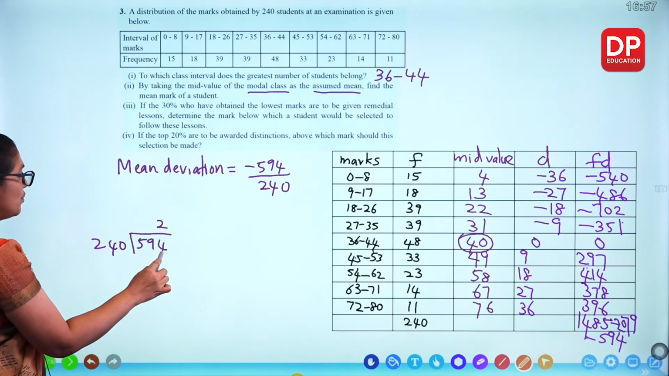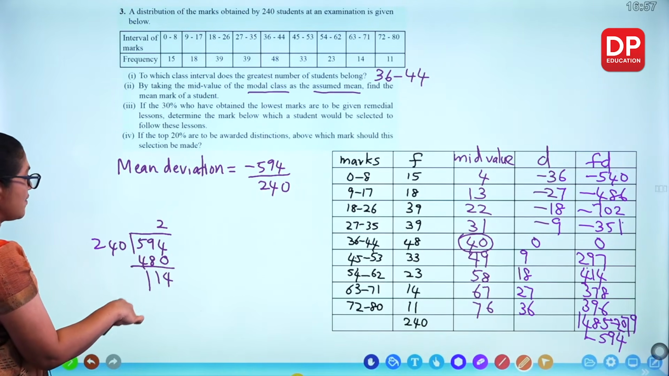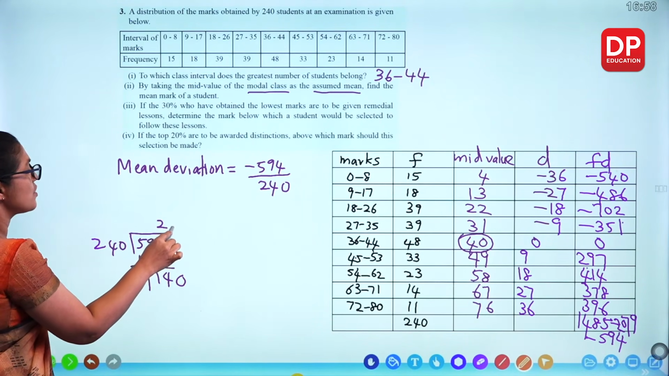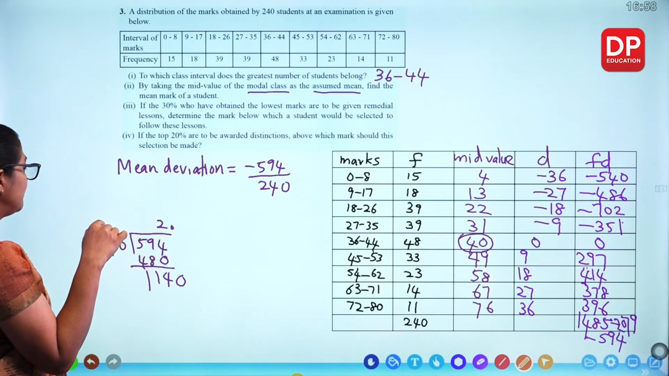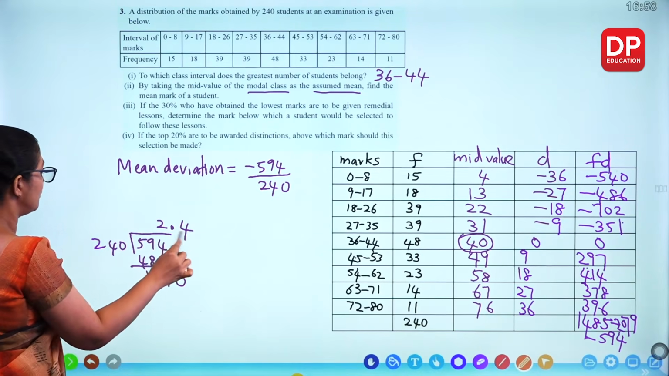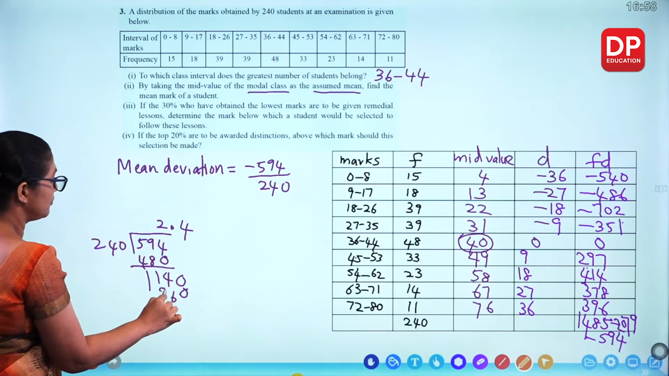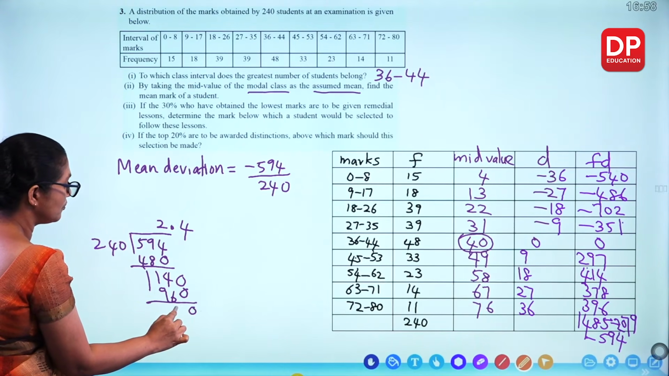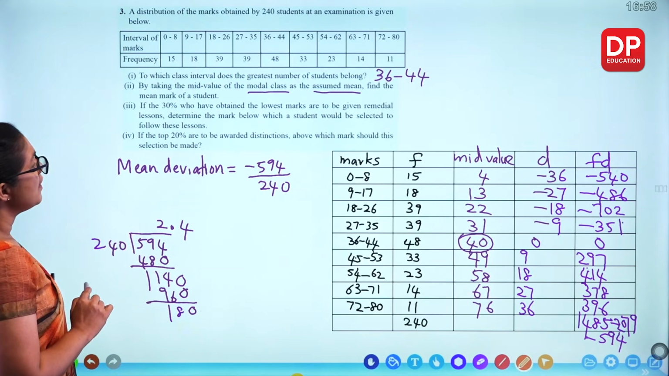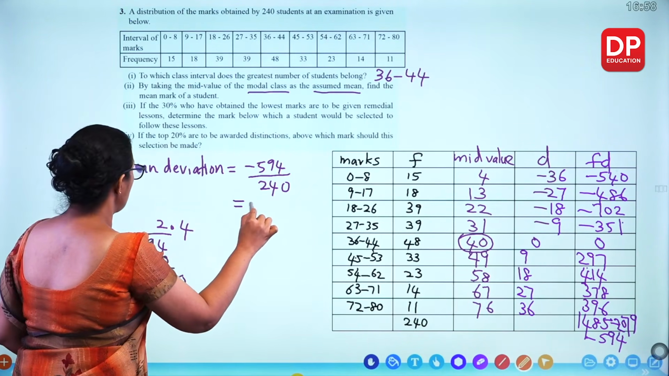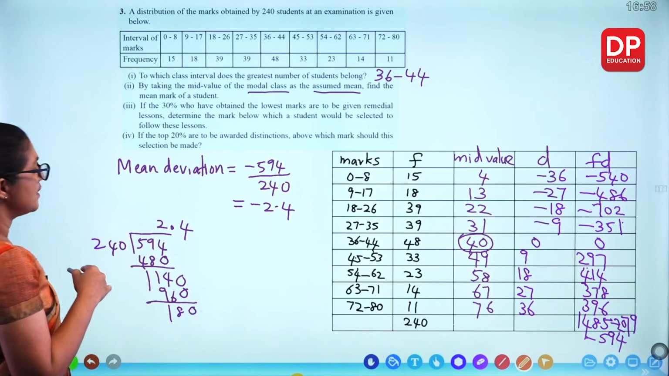This is 2, and the remainder is 114. For 1140, this is roughly 4. So roughly minus 2.4. That's negative. Now actual mean.